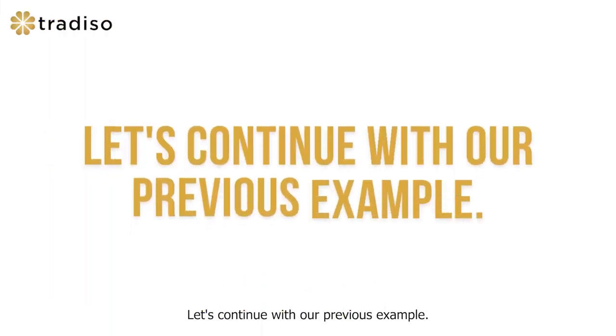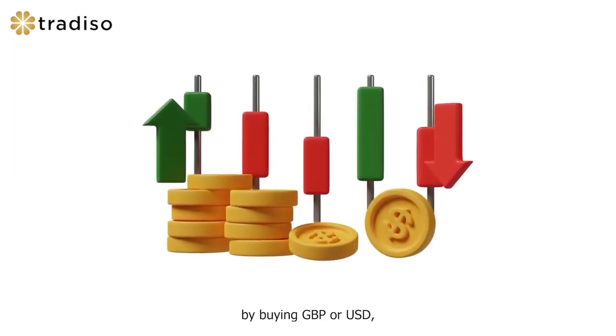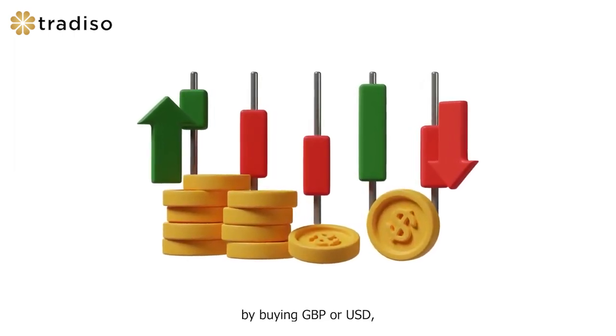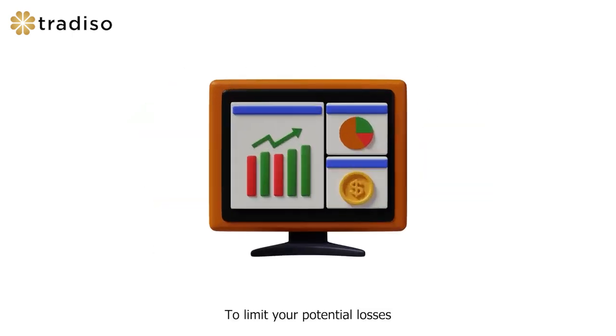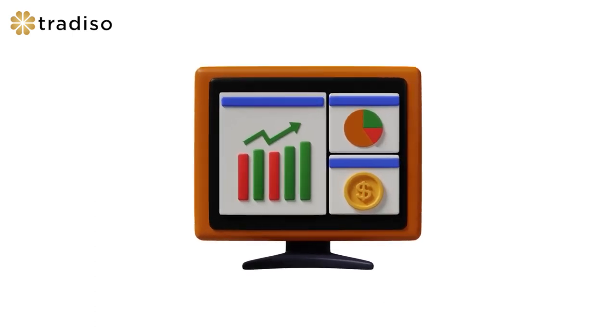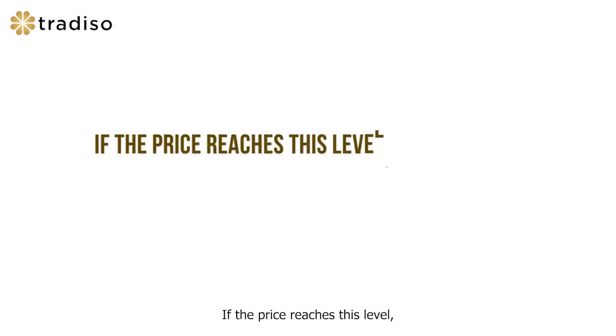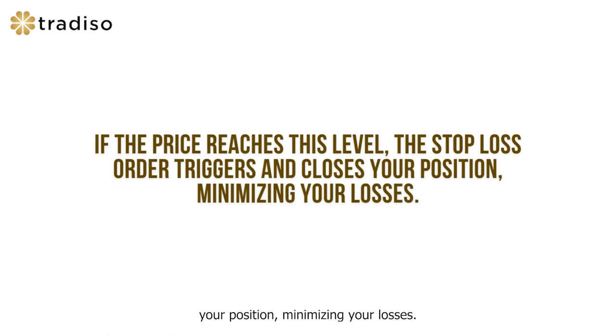Let's continue with our previous example. Suppose you aim to secure a profit of 40 pips by buying GBP/USD but are concerned about potential market reversals. To limit your potential losses to a maximum of 25 pips, you set a stop loss of 1.3235. If the price reaches this level, the stop loss order triggers and closes your position, minimizing your losses.